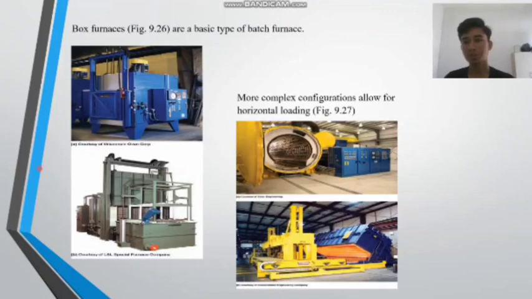This picture shows box furnaces. Picture 9.26 shows a basic type of batch furnace, and this picture, 9.27, shows a more complex configuration that allows for horizontal loading.